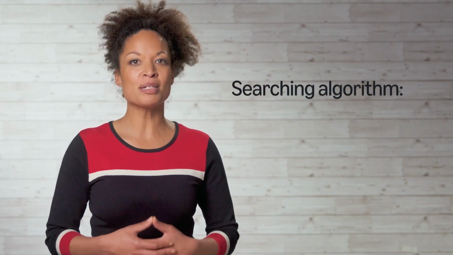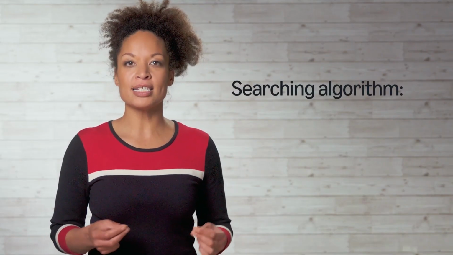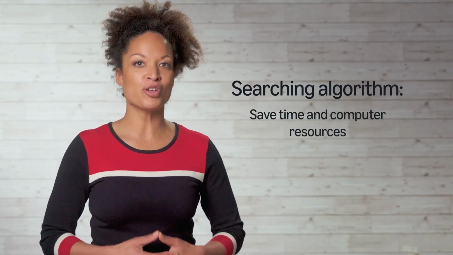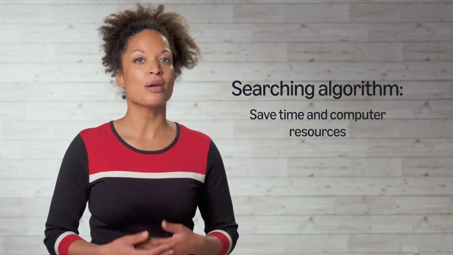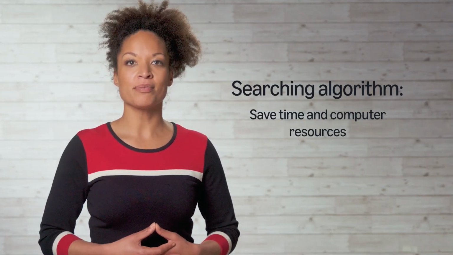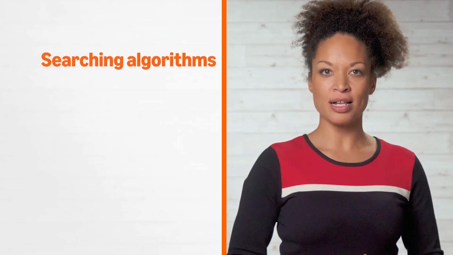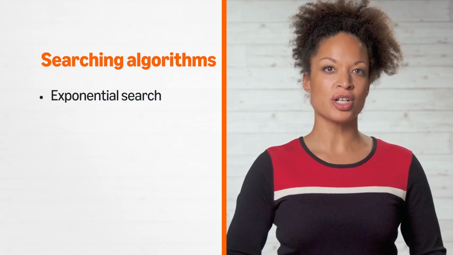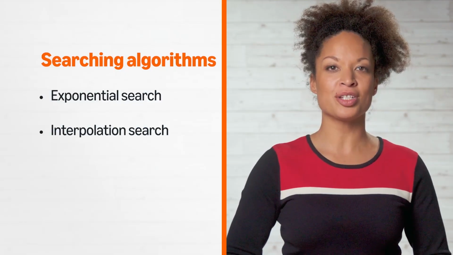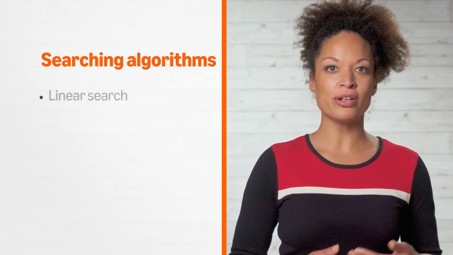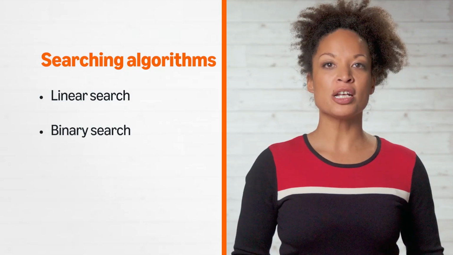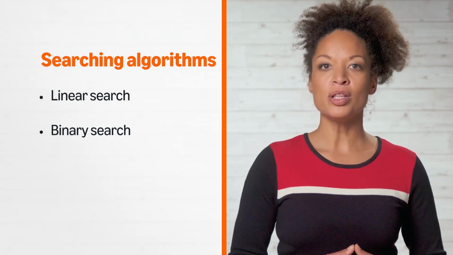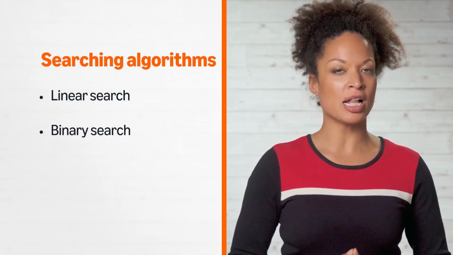Searching algorithms optimize this process by quickly and accurately identifying the required information, saving time and computer resources, such as storage, processing power, and memory. Several types of searching algorithms exist, such as linear search, binary search, jump search, exponential search, and interpolation search. Among these, linear and binary search stand out due to their simplicity and widespread use. In this video, you will learn about these two crucial searching algorithms.